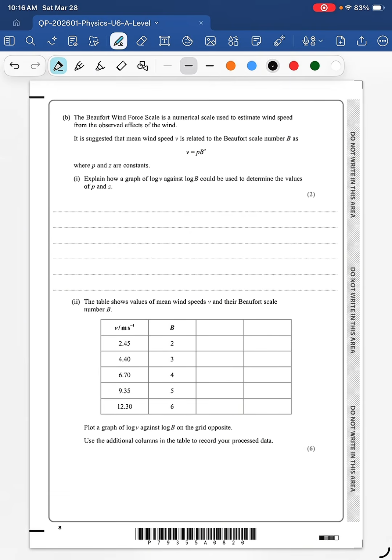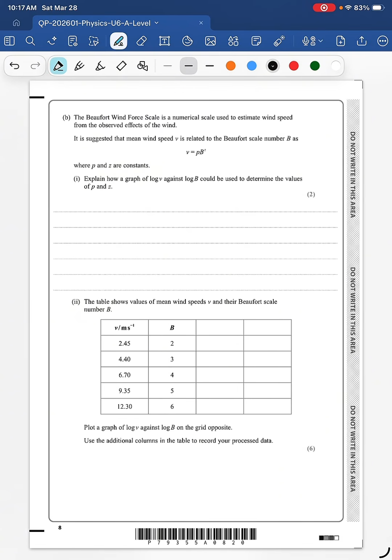B, how do you pronounce that? Beaufort wind force scale, I guess, is a numerical scale used to estimate wind speed from the observed effects of the wind. It is suggested that mean wind speed V is related to the Beaufort scale number B as V equals P B to the Z, where P and Z are constants. Explain how a graph of log V against log B could be used to determine the values of P and Z.